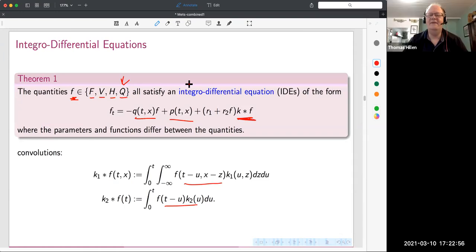Oh, I didn't tell you. These functions Q and P are very different depending on whether you use big F, big V, big H, or big Q. It's written out in the paper, but I didn't show it here, and I don't have it at the tip of my fingers to show it now. Sorry, I need to refer you to the paper.